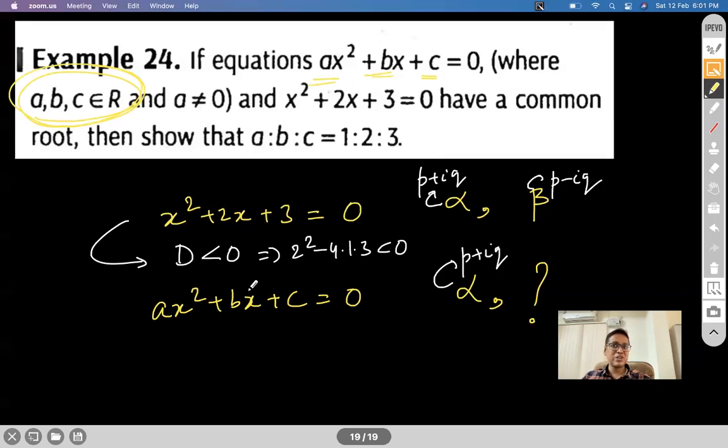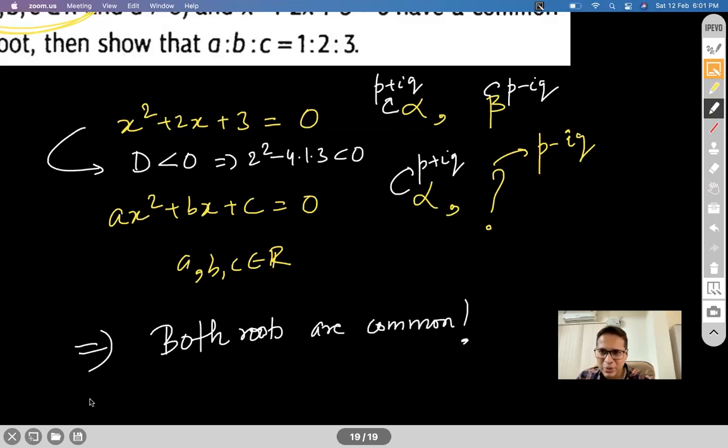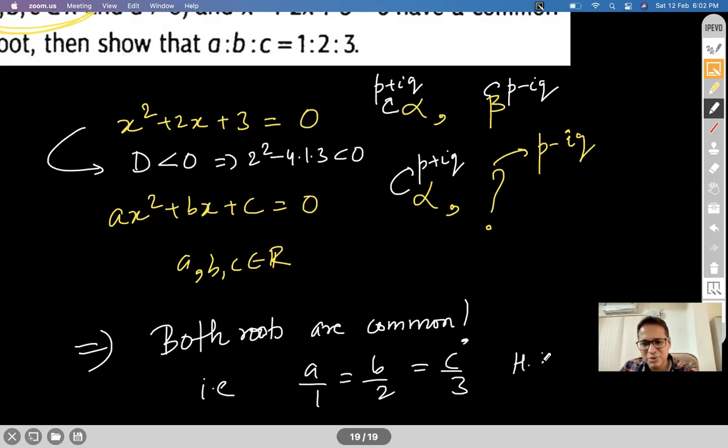So if the coefficients of a quadratic equation are real, and if one root is P plus IQ, what is the other root? It has to be P minus IQ, correct? What does this eventually mean? It means both roots are common. Both roots are common. Yes or no? That means A by 1 is equal to B by 2 is equal to C by 3. Hence true.